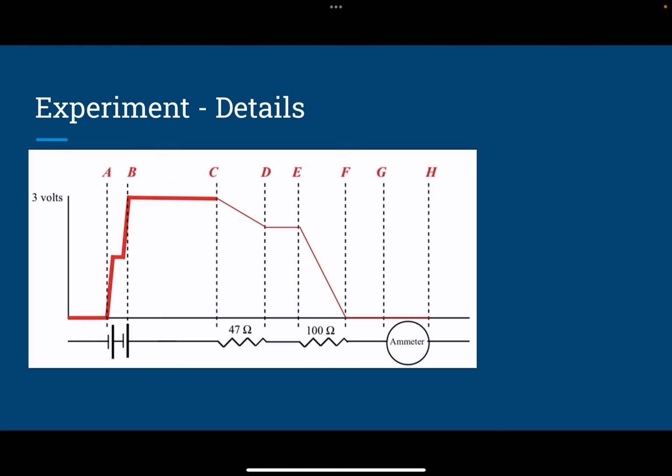So here is the graph completed. C to D has a downward slope, D to E is constant, and then E to F has a downward slope all the way down to 0 volts, where it is then constant, all the way through H.